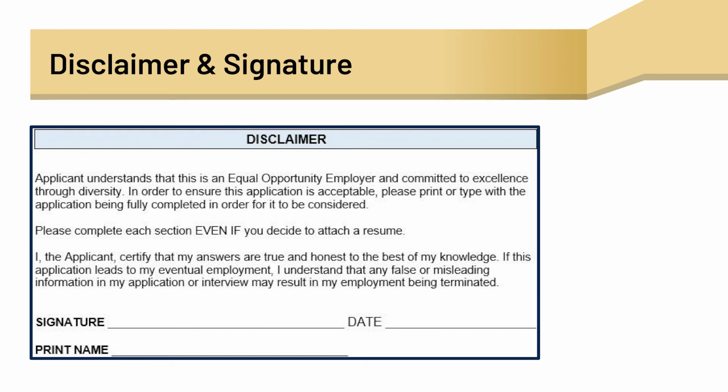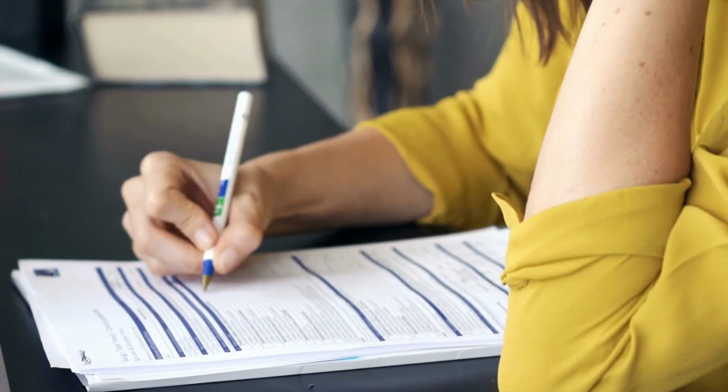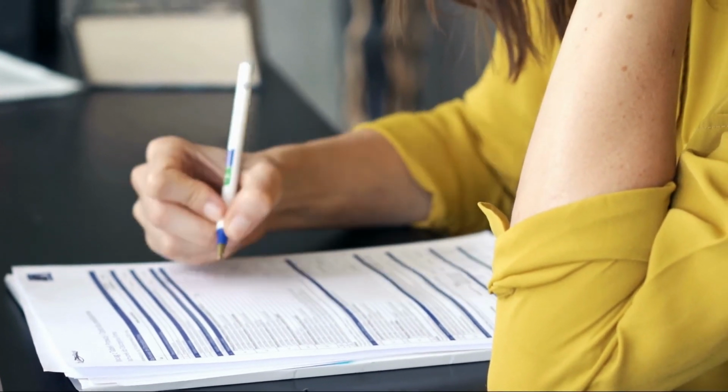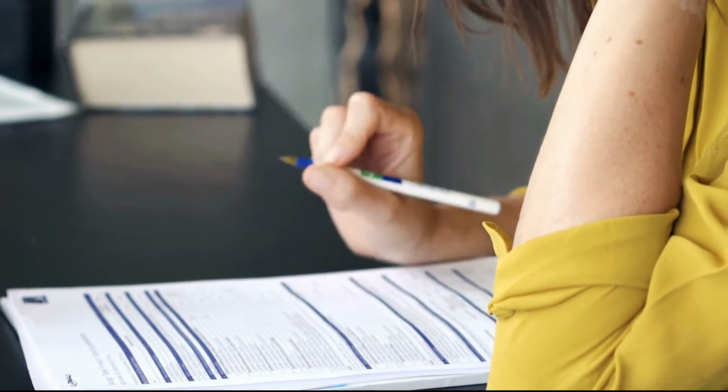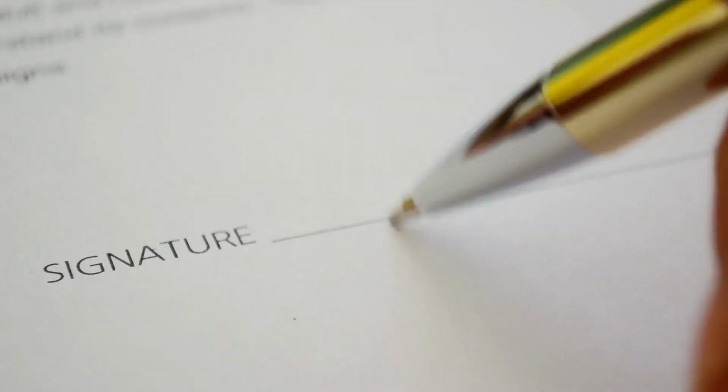In the disclaimer and signature section, you are required to sign and date. By signing and dating the application, you are certifying that all of the answers you provided are true and complete to the best of your knowledge. Keep in mind that providing any false or misleading information in your application or interview may lead to release or loss of employment.